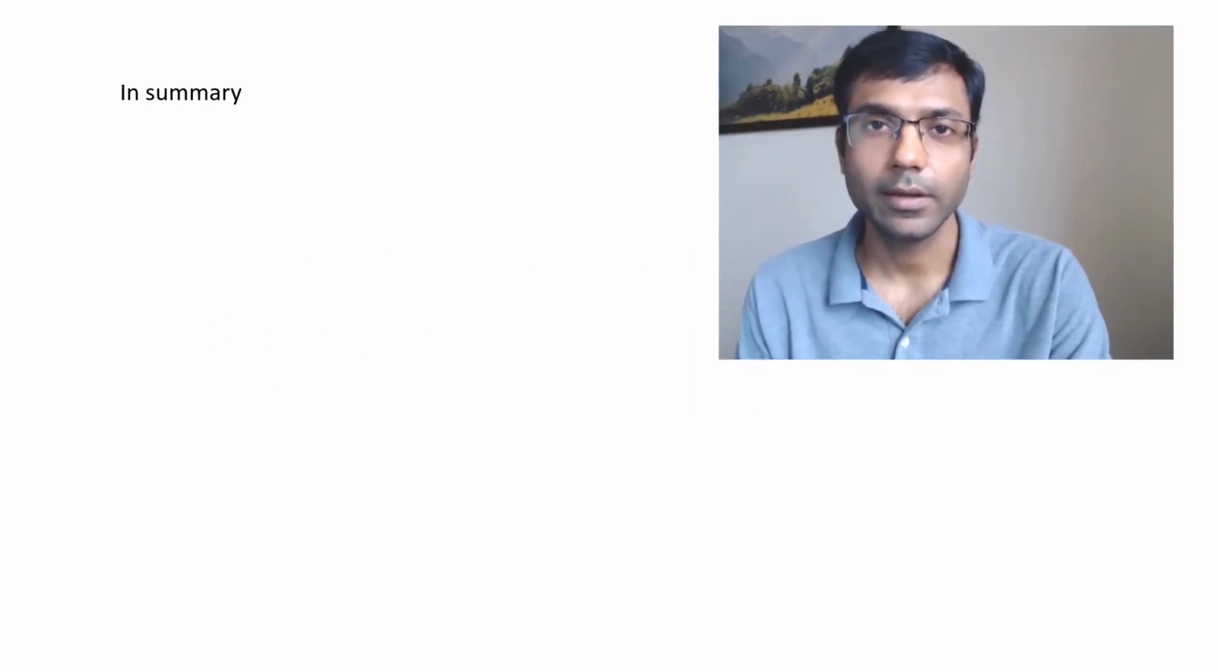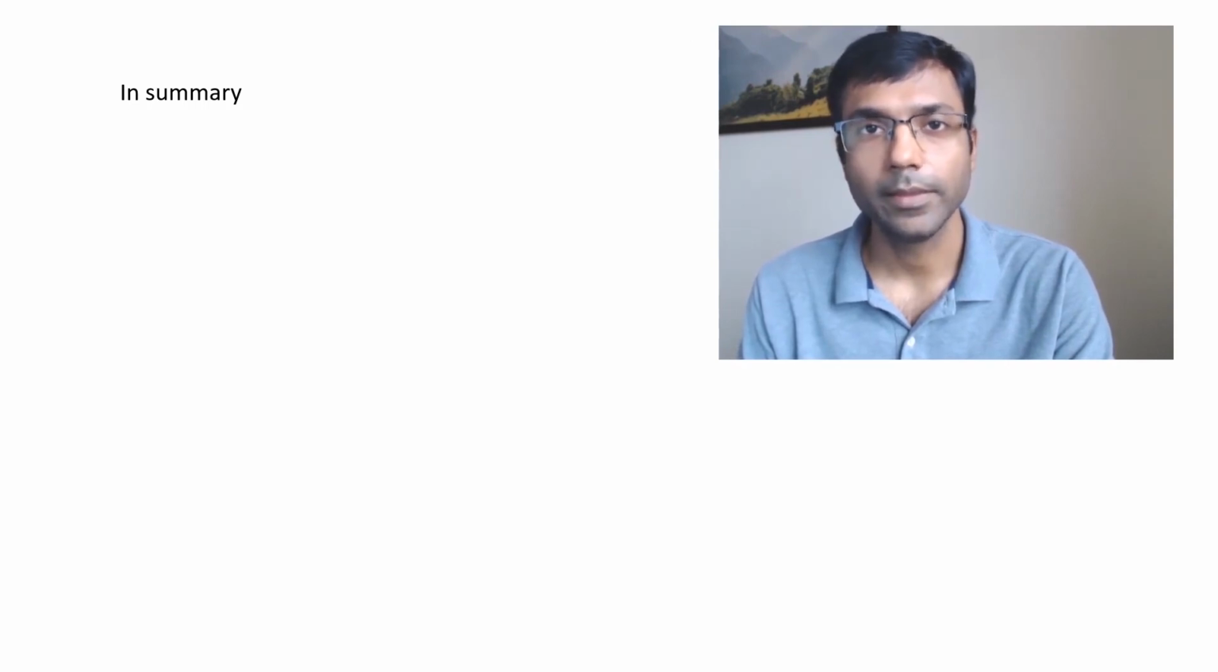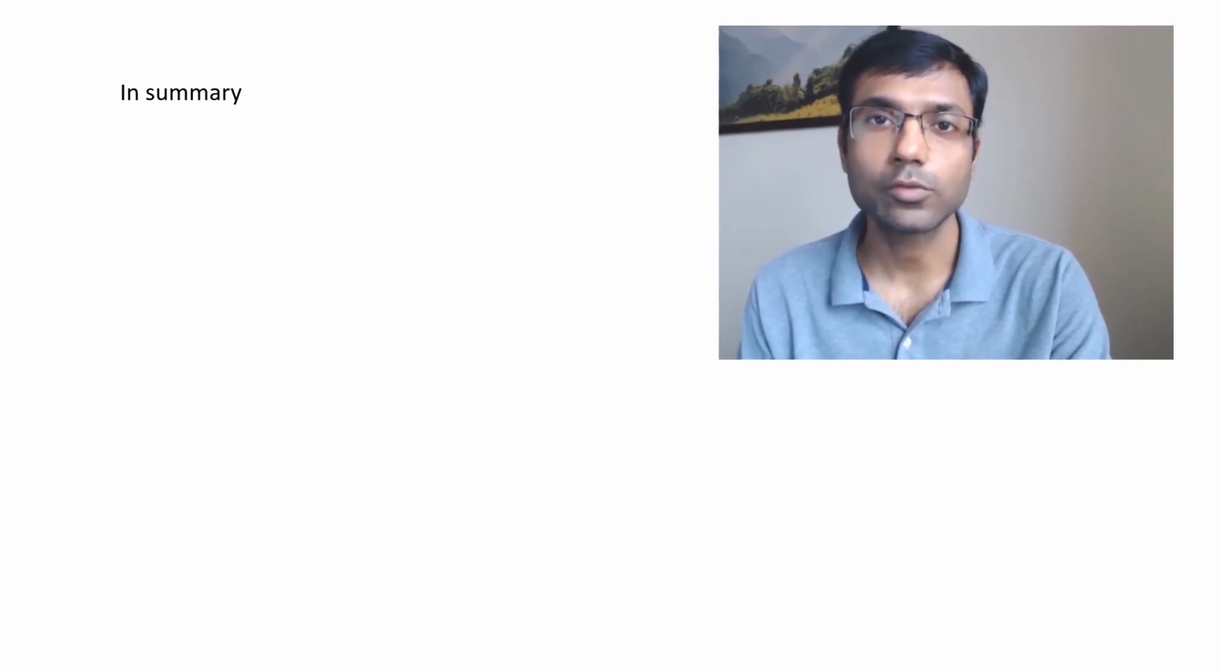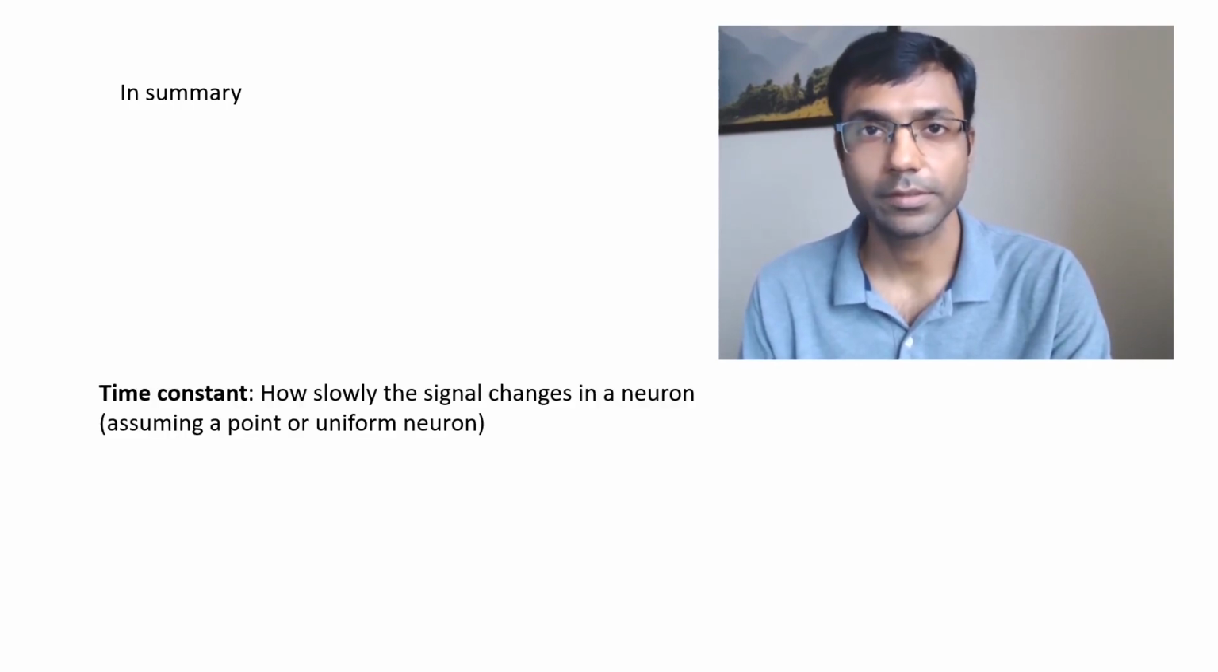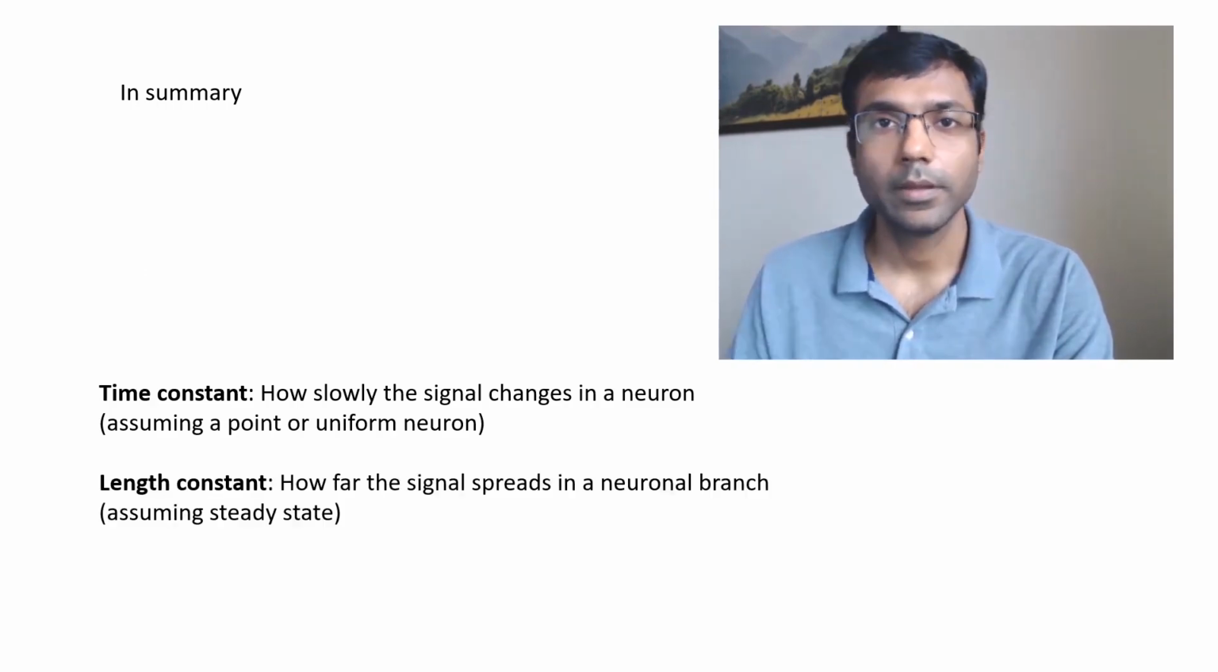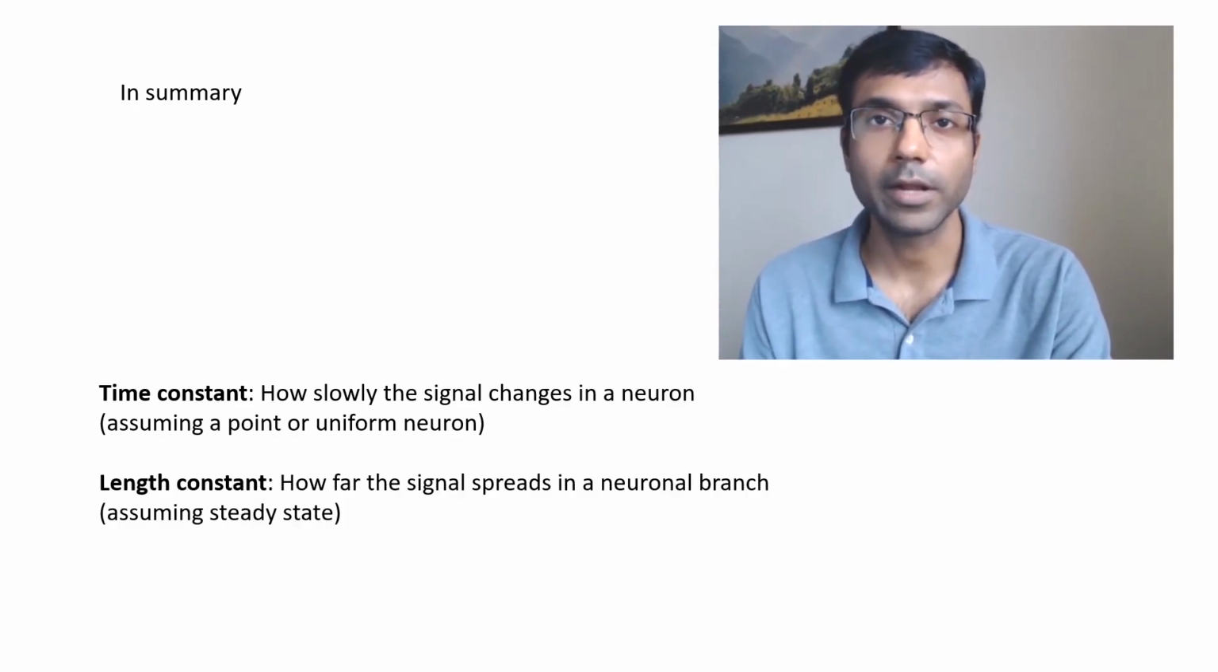So in summary, in the last video and the current video, we have looked at two constants. In the previous video, we looked at the membrane time constant, which tells us how slowly the membrane charges or discharges, how much time it takes before the charge dissipates to a certain level. In the current video, we have looked at the concept of length constant of a branch of a neuron, which can be an axon or a dendrite, and that tells us how far the signal travels in the branch, how much distance it can cover before the signal dissipates to a certain level.